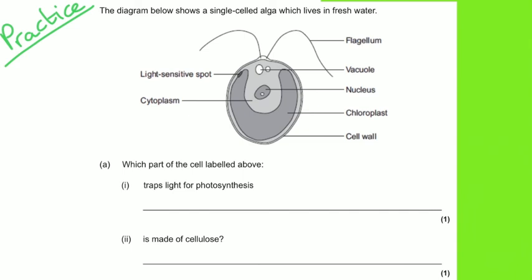So we've not covered what an algal cell looks like in this video, but if you look at the diagram, we can recognise the flagellum, we can recognise a vacuole, nucleus, chloroplast, a cell wall. We know what those mean. So it's about using our knowledge of these words to help answer this question. So which part of a cell labelled above? First of all, traps light for photosynthesis. So a good answer to go for this question would be the chloroplast.